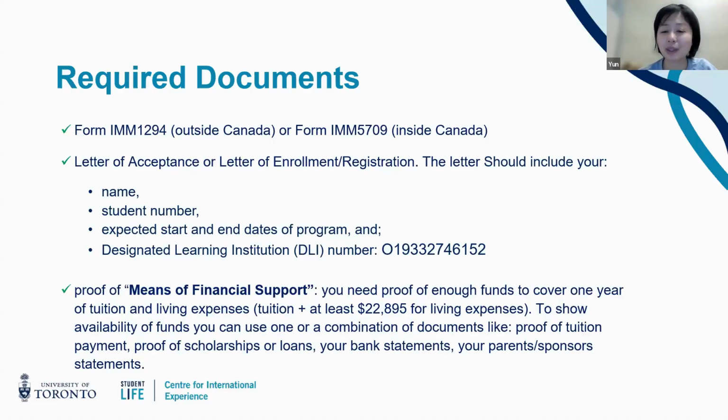Because the IRCC will take actions to verify the DLI number, and if there's a mismatch between the DLI number of the DLI that you are going to study in and the DLI number that you provided to them, it would complicate the application, and there could be significant delay that resulted from that. So make sure that the DLI number is accurate. That's the second document that is needed for your study permit application.